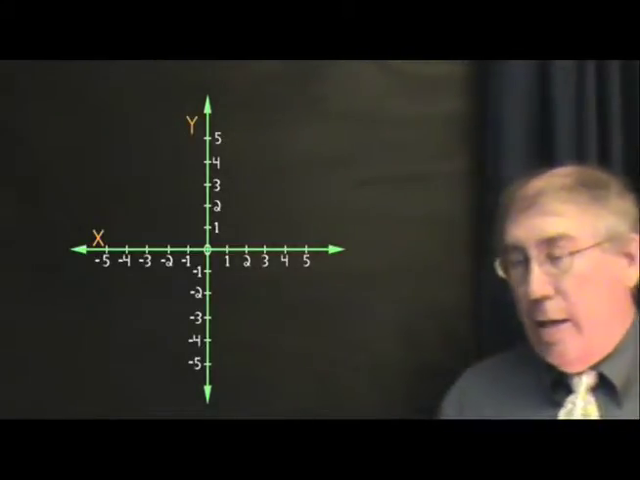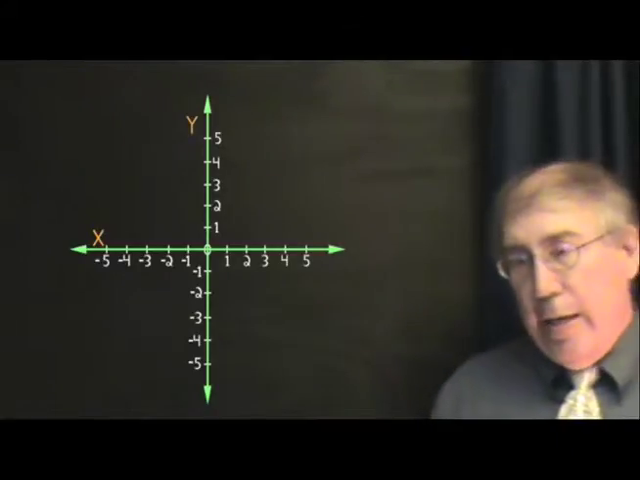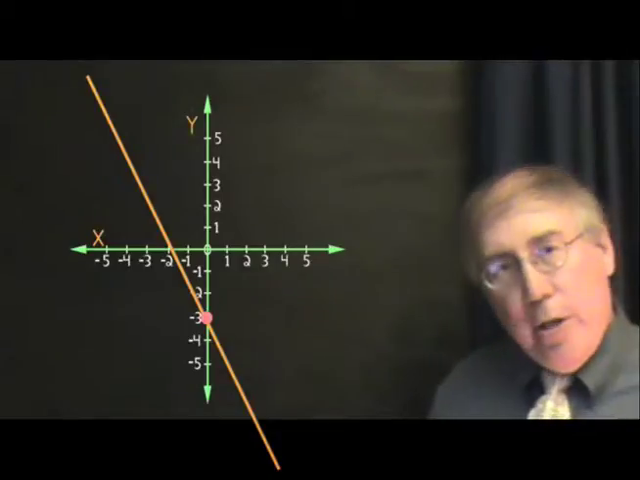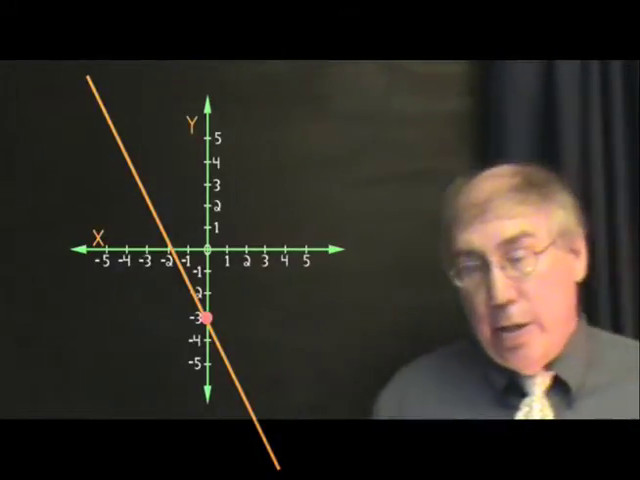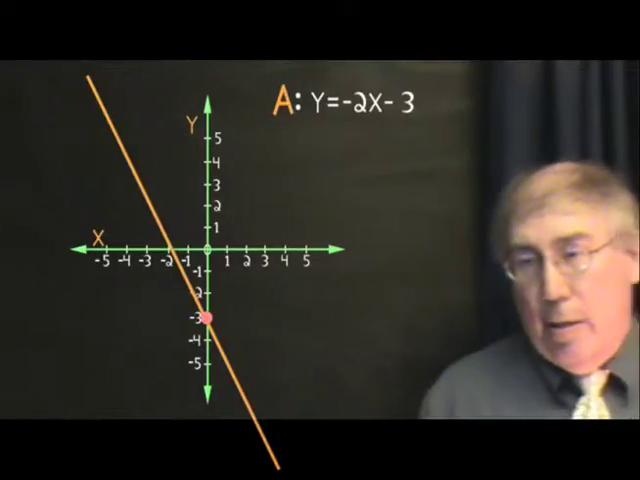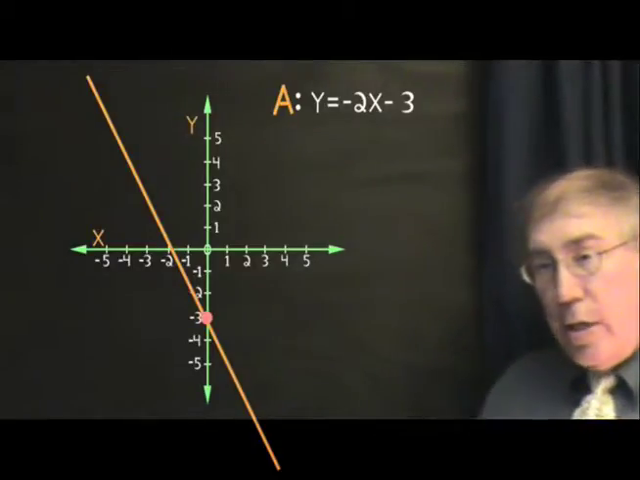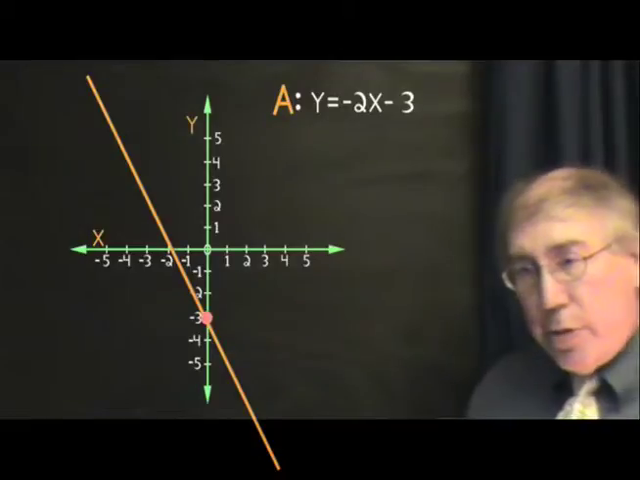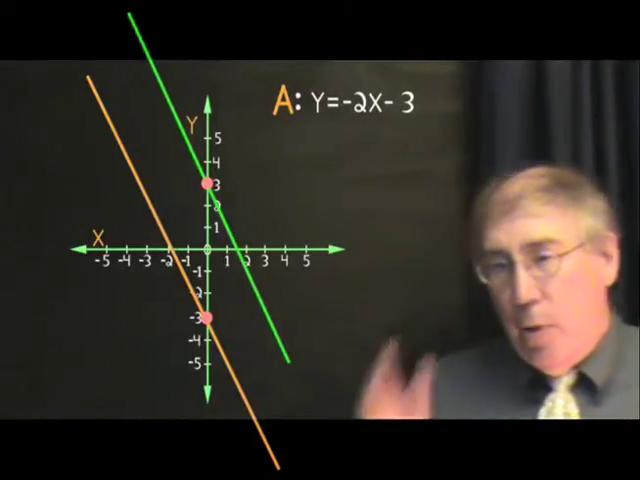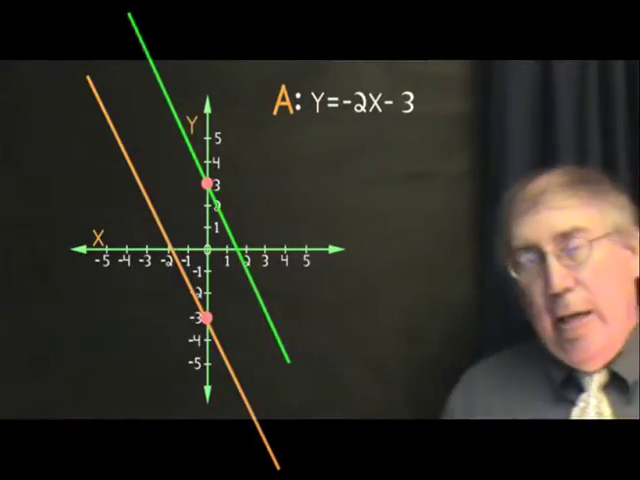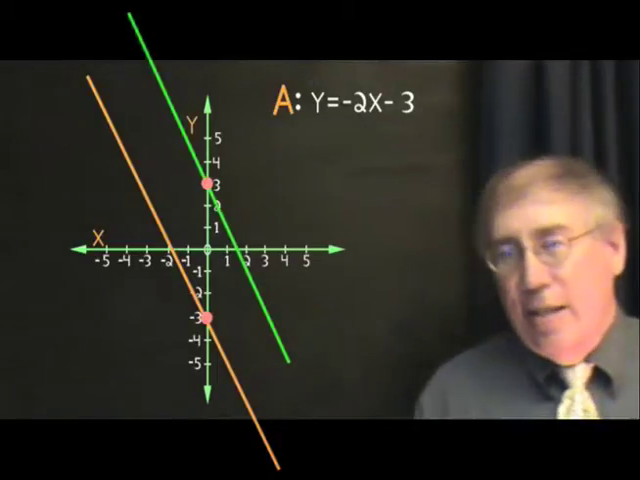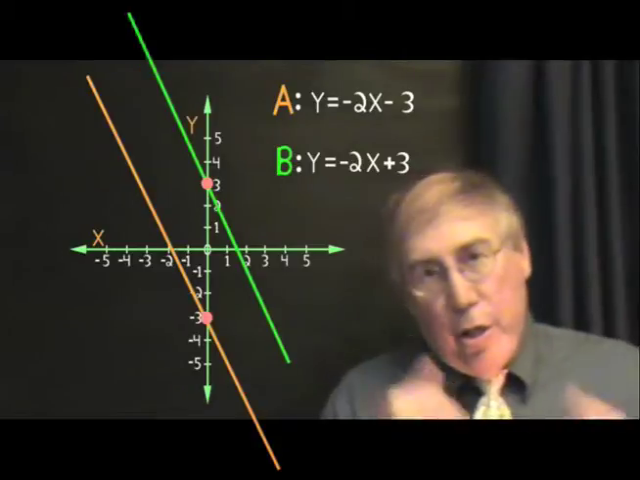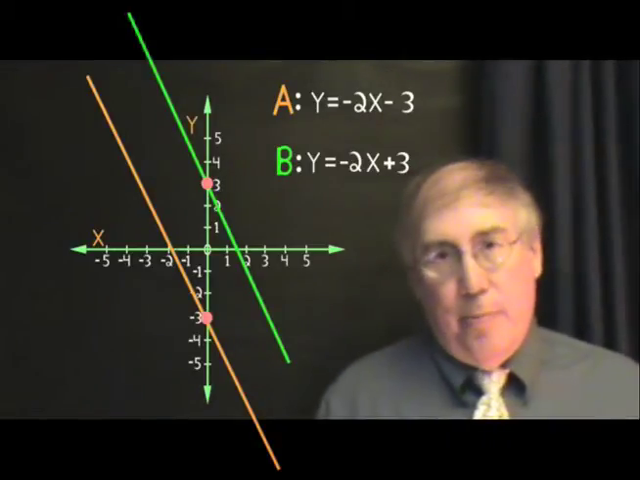So let's take a look at our first line here. It's the one that goes through -3 on the y-axis. That's the y-intercept. We'll call our orange line A. We get y equals -2x minus 3. And then we'll have one going through 3. And just as I said, the two lines are parallel because their slopes are equal.